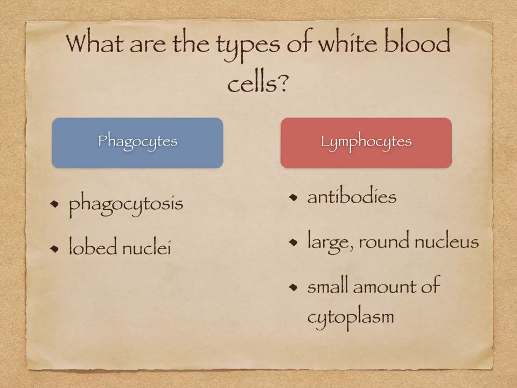Lymphocytes, on the other hand, secrete antibodies that immobilize and kill microorganisms and make them ready for phagocytes to engulf. So they're quite specific. How to recognize them? They have a large, round nucleus and a small amount of cytoplasm.